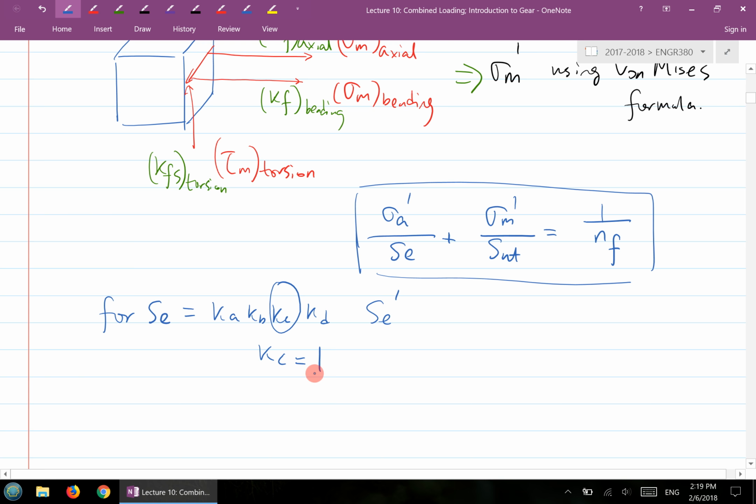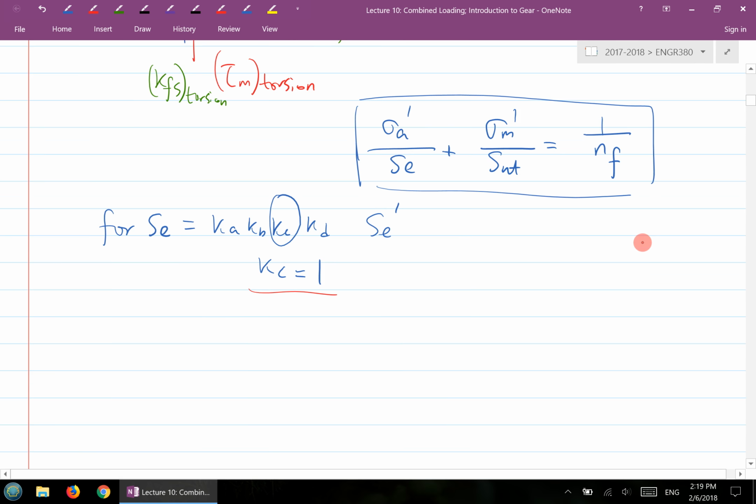As a matter of fact, I'll explain this a little bit after we write down sigma A prime and sigma M prime. For now, just remember that when you calculate the SE, you set KC to be 1 for combined loading. So coming back to sigma A prime and sigma M prime.